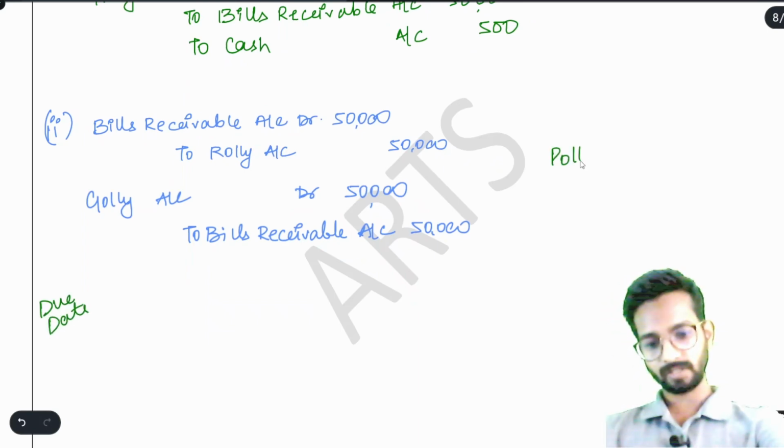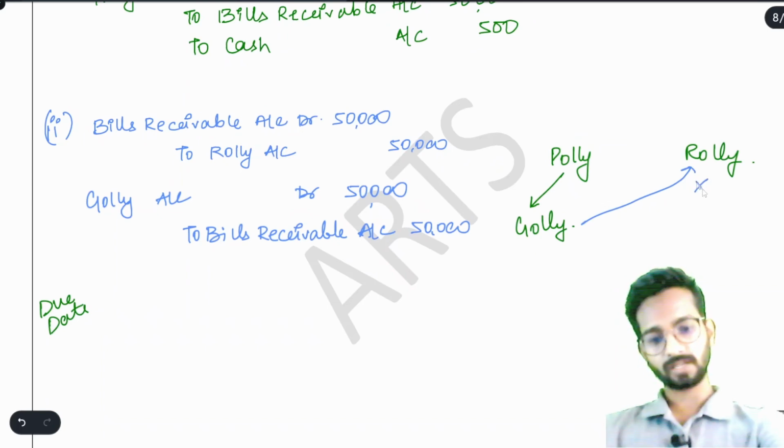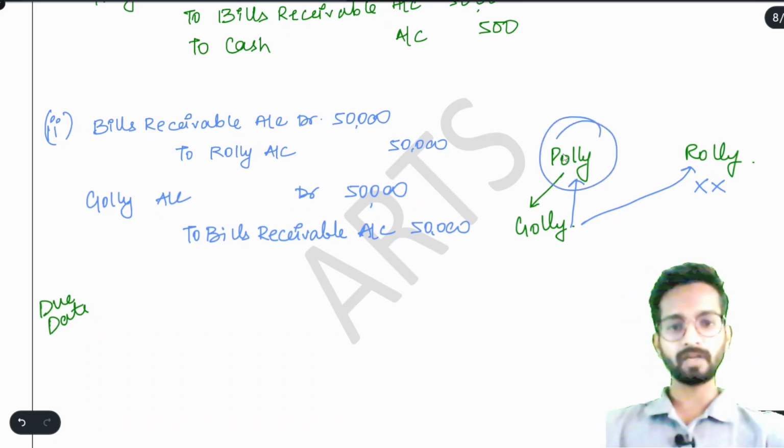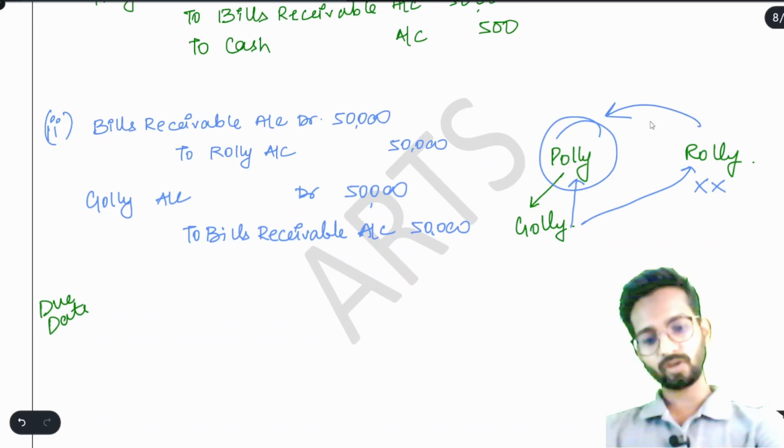See, Polly was there, Rolly is there. Polly transferred the bill to Golly. Now, on the due date, Golly went to Rolly's house. Rolly says, I will not make any payment. So Golly went back to Polly and told Polly that you have to make the payment. Now Polly understands that Polly has to receive money from Rolly and pay money to Golly.